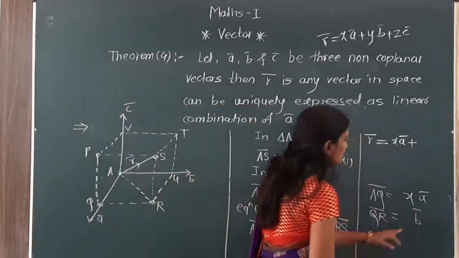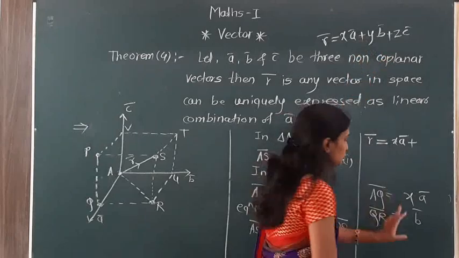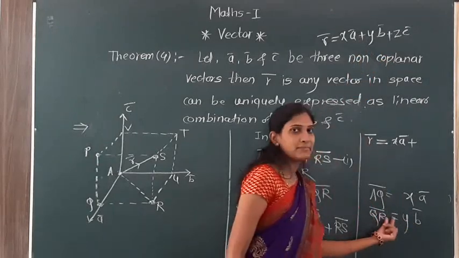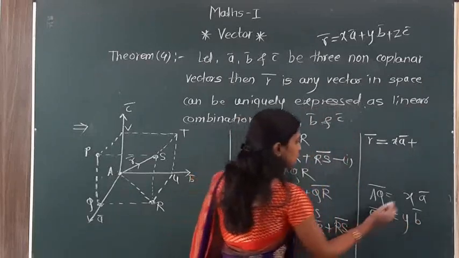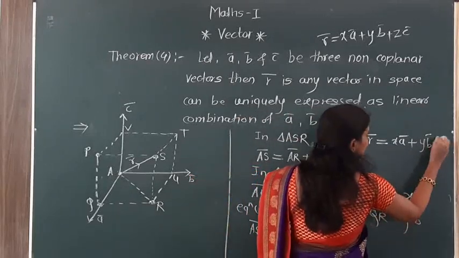And what is the scalar? We take the scalar y. That is, QR bar is equal to y B bar. So this value is here, plus y B bar.